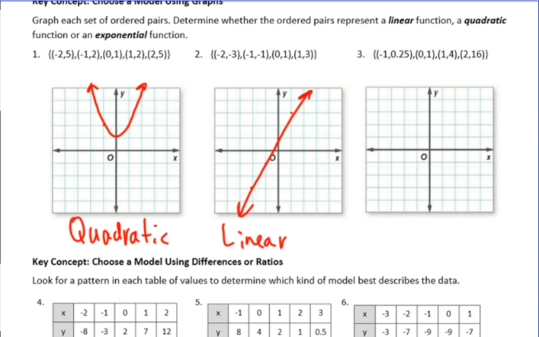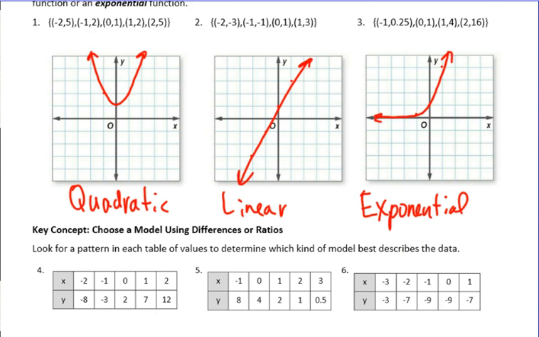And the last one: (0, 1), (1, 4), (2, 16) would be way out of the screen. And we know that this is an exponential function. So we can use a set of ordered pairs to determine what kind of function it is.